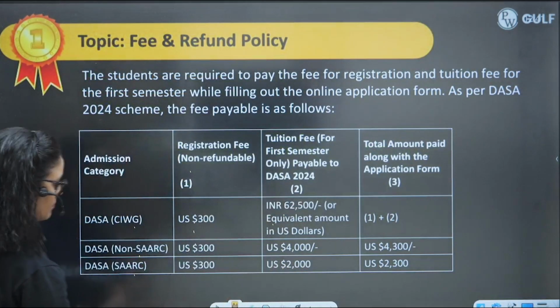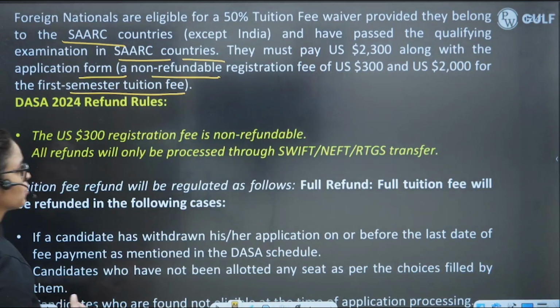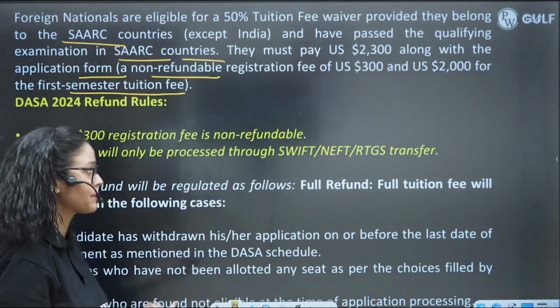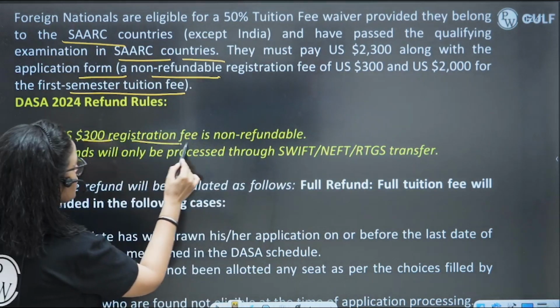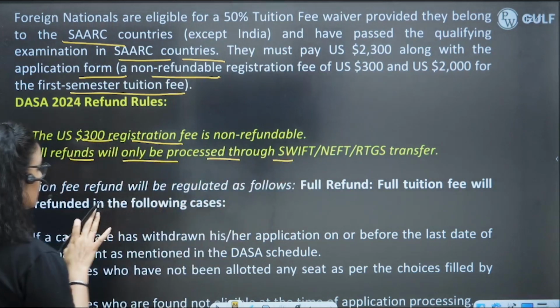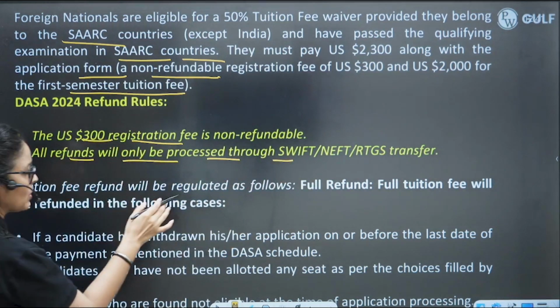So we'll see what is refundable. If you don't want to take admission under certain criteria, you will get it back. The US 300 registration fee is non-refundable. All refunds will be processed through this medium. The tuition fee refund will be regulated as follows.